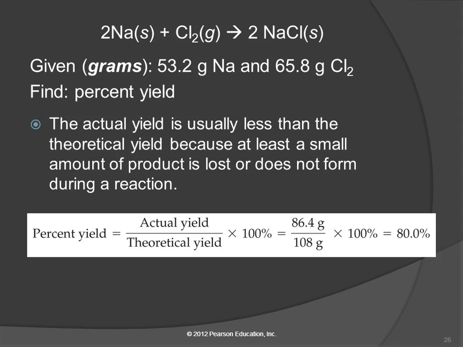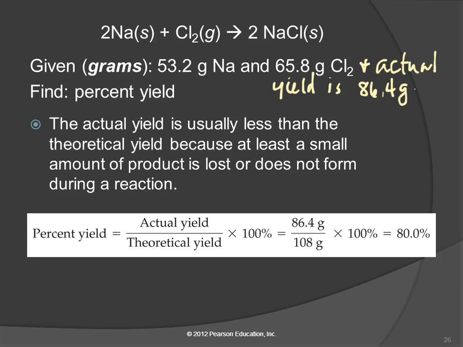Now there's a mistake in this slide, which I probably should have fixed this morning, but I didn't. There's something missing in the given. We have to tell you what the actual yield is. The actual yield is 86.4 grams. So given 53.2 grams of sodium, 65.8 grams of chlorine, and an actual yield of 86.4 grams, calculate the percent yield.